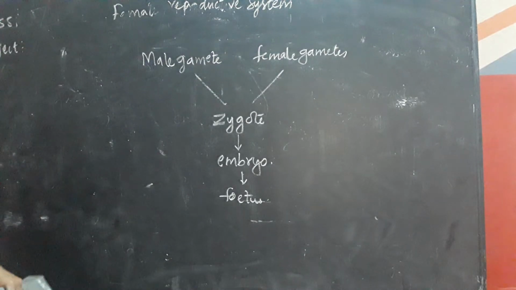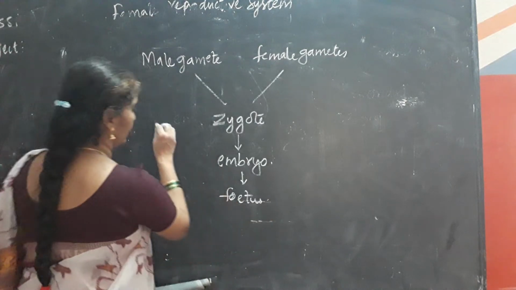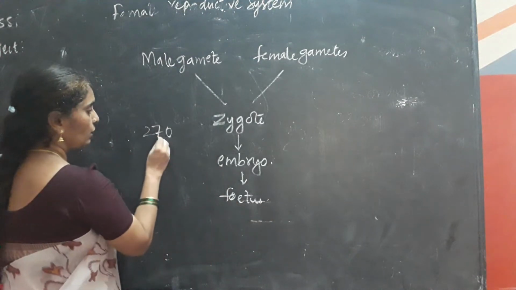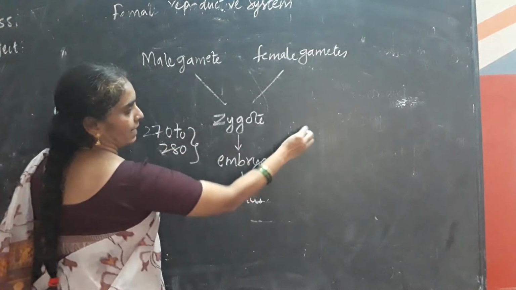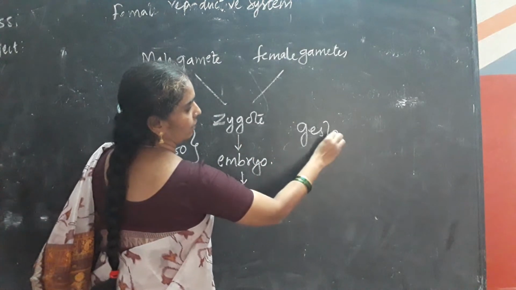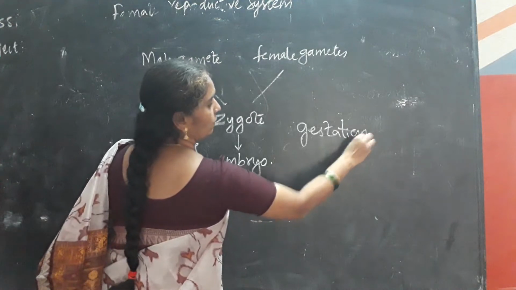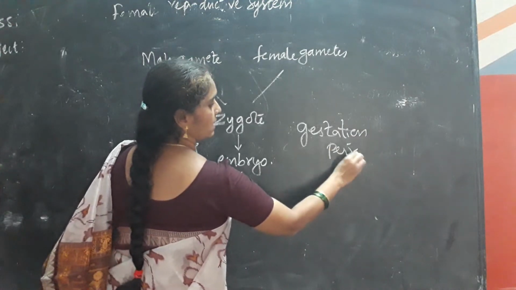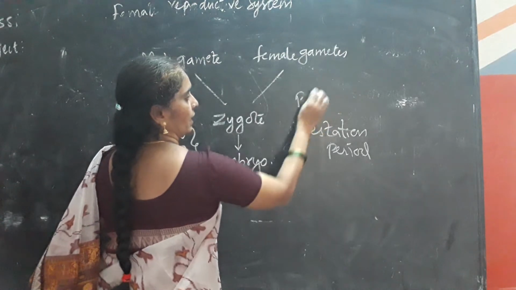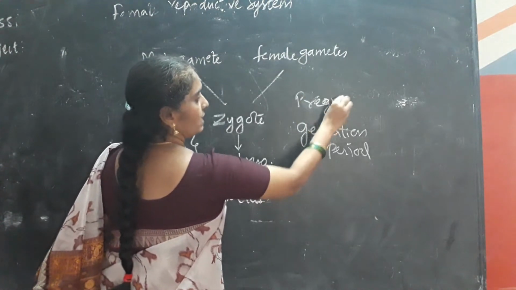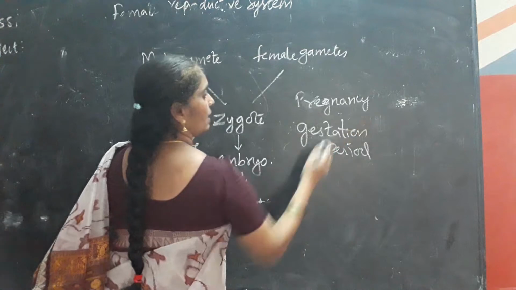This complete process takes about 270 to 280 days. How many days, children? 270 to 280 days. This is called the gestation period or pregnancy period. What is it called? Gestation period. It is also called the pregnancy period.